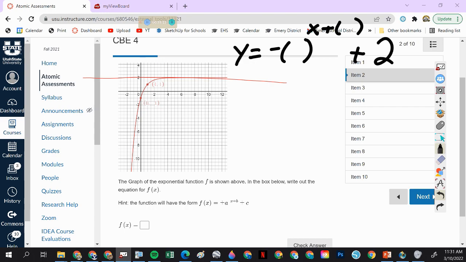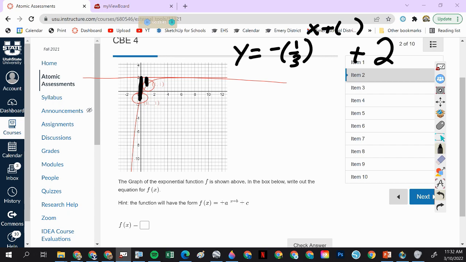Okay, now compare these points to the horizontal asymptote. How far away is this point from the horizontal asymptote? 3. How far away is this from the horizontal asymptote? 1. How do we get from a 3 to a 1? 1/3. And because it's upside down, it's negative 1/3. Everybody understand that? Okay.